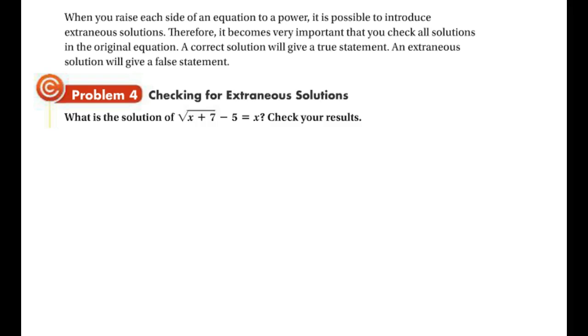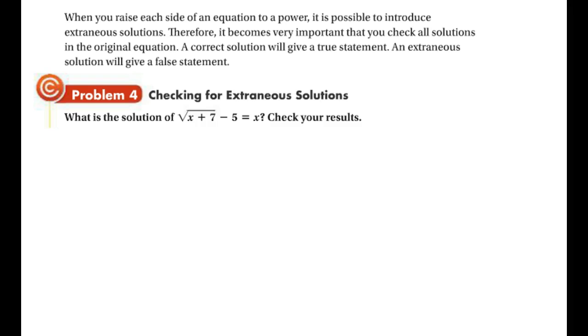As I talked about earlier in the video, when we're raising each side of an equation to a power, it's possible that we would introduce extraneous solutions. So that means it's very important for us to check all of our solutions in the original equation. When we check it, if we get a true statement, that means we have a correct or a valid solution. And if we get a false statement, that means we have an extraneous solution. And hopefully this process is familiar to you from earlier on in the school year.